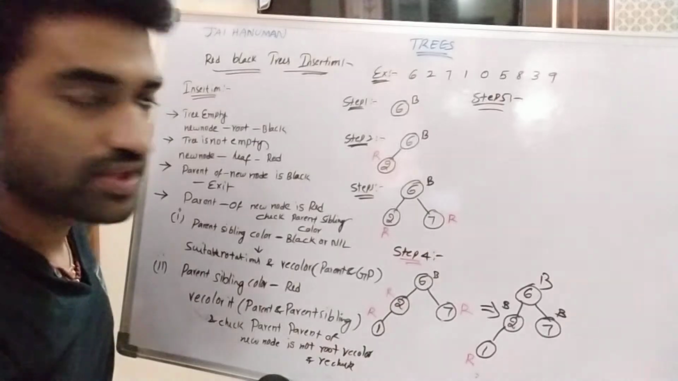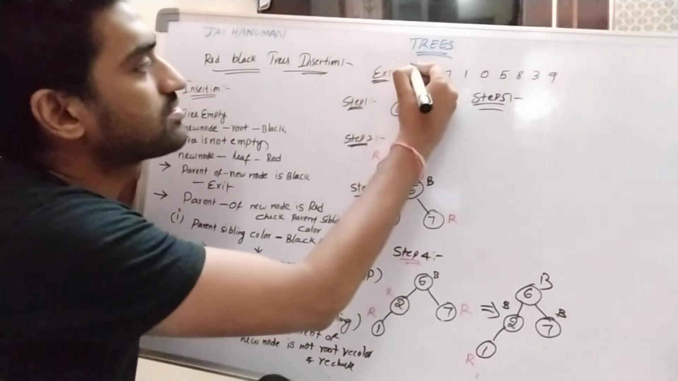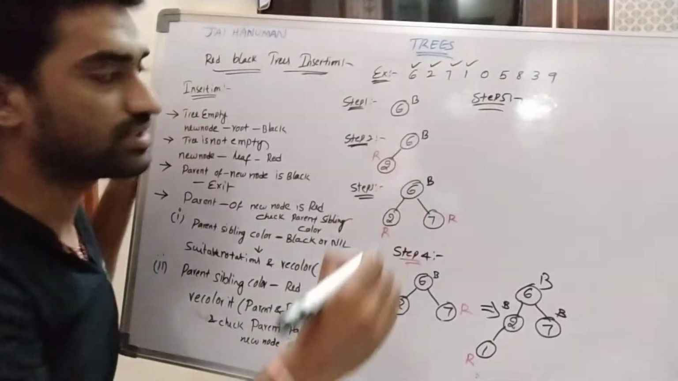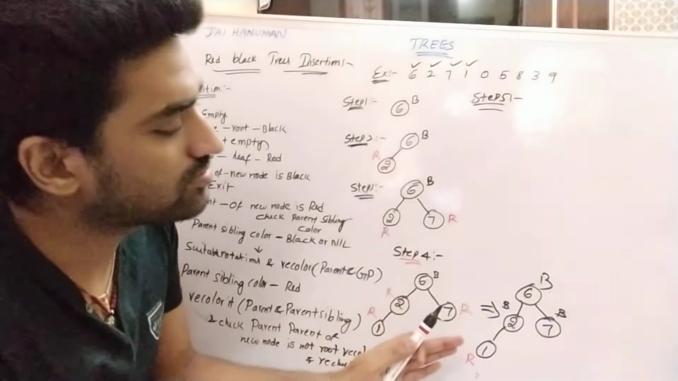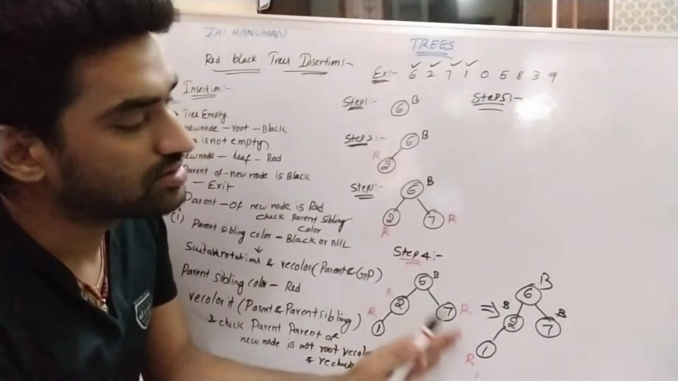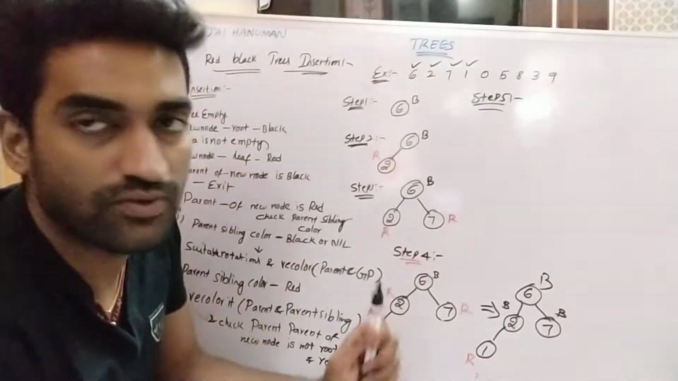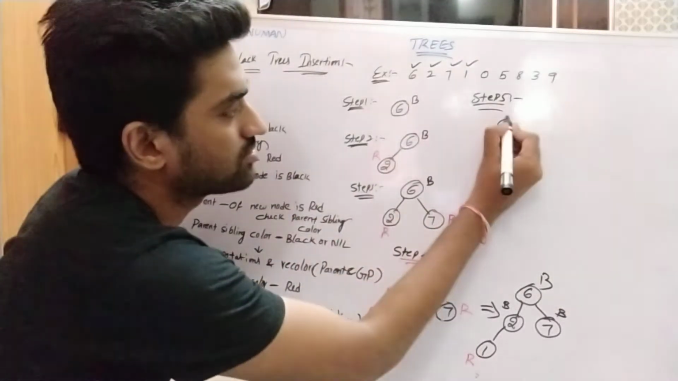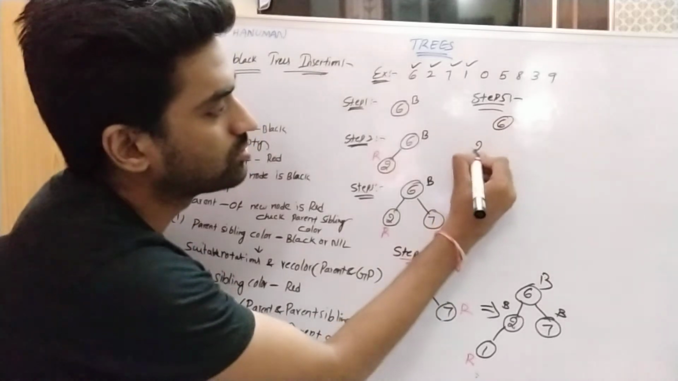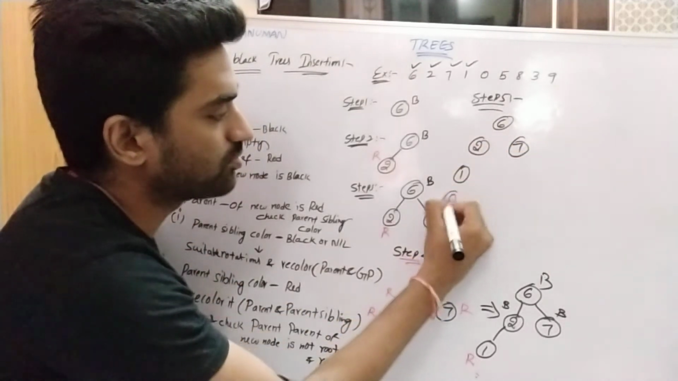Step 5. So here I am inserting 6, 2, 7, 1. 6, 2, 7, 1 is completed. Then I am inserting 0. So 0 is less when compared to 6, 2, 1, so we can insert it to the left of 1. Now the tree becomes like this: 6, 2, 7, 1, 0.